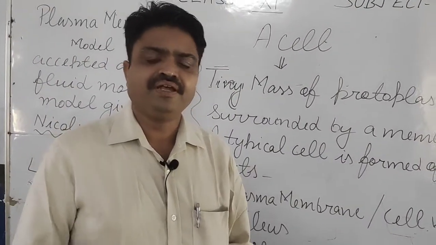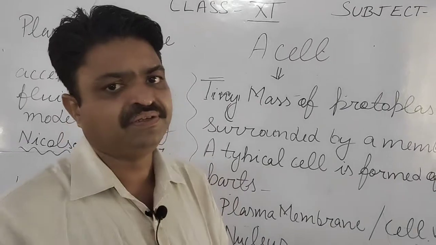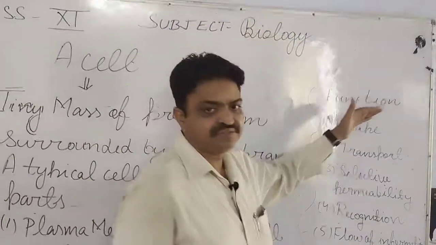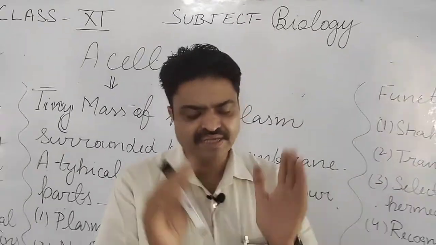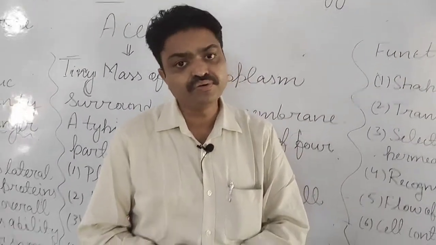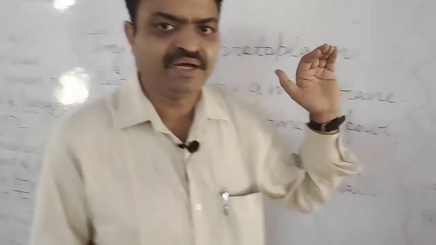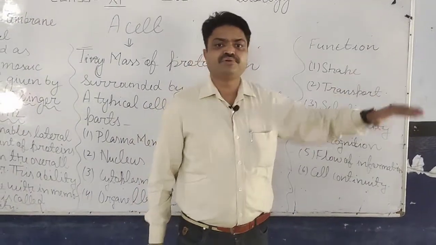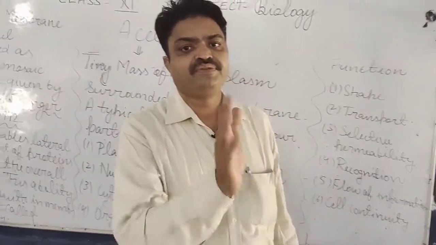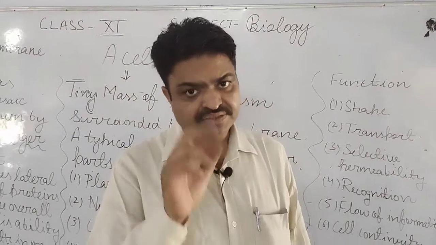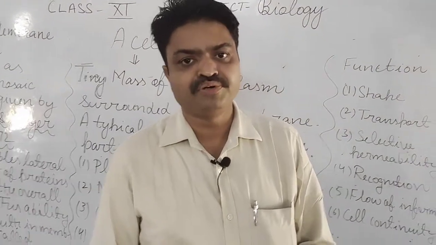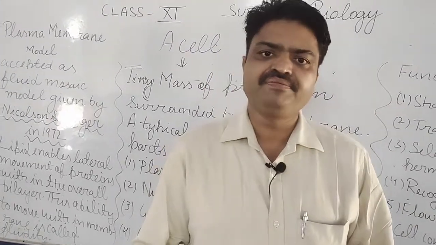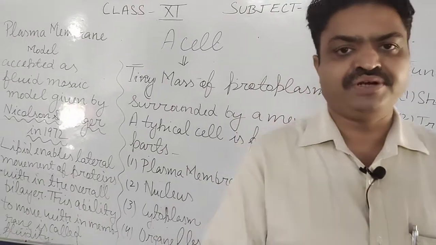With this, it has different functions. It gives shape to the cell. A cell has a particular shape due to the plasma membrane. It also helps in the transportation of different substances, student. There are two types of transportation found in the cell: one is active transport, second is passive transport.